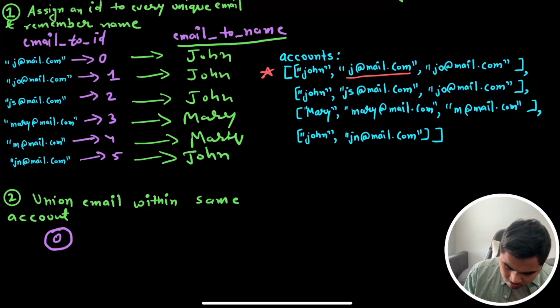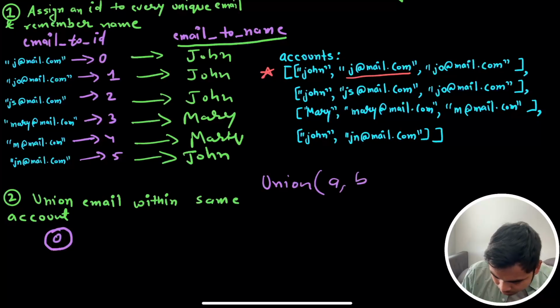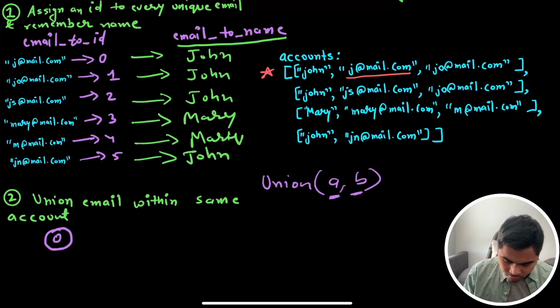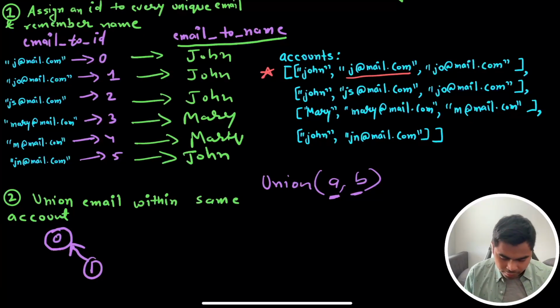So I will do the union. I will write union A and B. Union will basically try to find the parent of A, the parent of B, and if they are not already the same, then assign B's parent to A. Please go watch the union find video, or you will find it very familiar if you already know union find. So then I will assign 1's parent to 0. Then I'm going to visit the next account.